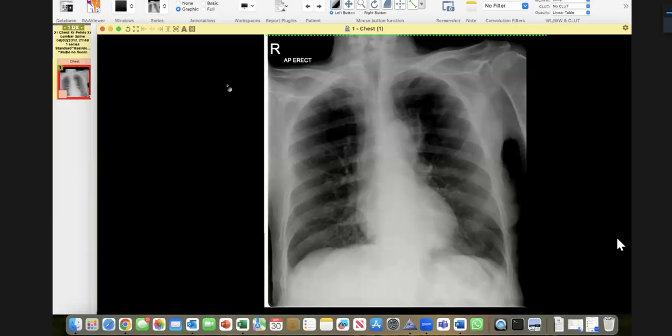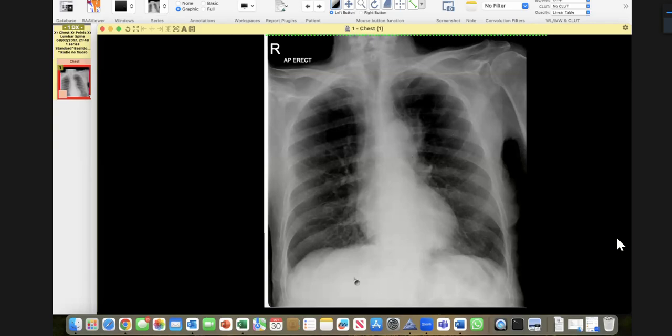Expansion is not an issue. Maybe there are slightly sclerotic lesions here at the posterior aspect of the right seventh rib. Do you think that here there is anything abnormal? Don't move your mouse.